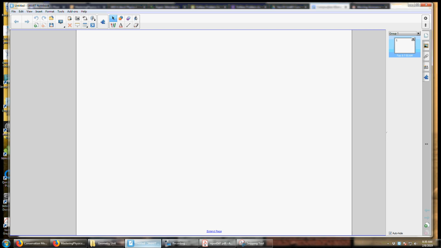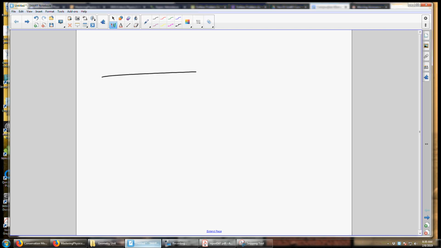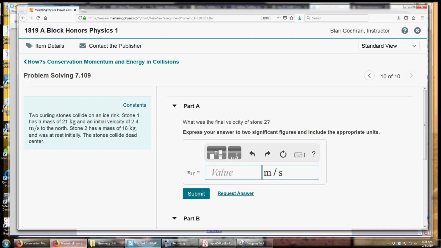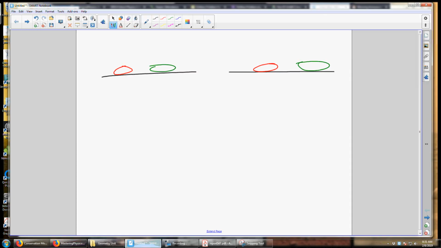So, diagram-wise, do they call them 1 and 2, or what do they call them? Yes, 1 and 2, okay. So this is going to have some momentum afterwards. Momentum of 2 before is 0 because it's not moving. This will have some new momentum, so I'm going to call that momentum prime, just to use that notation.